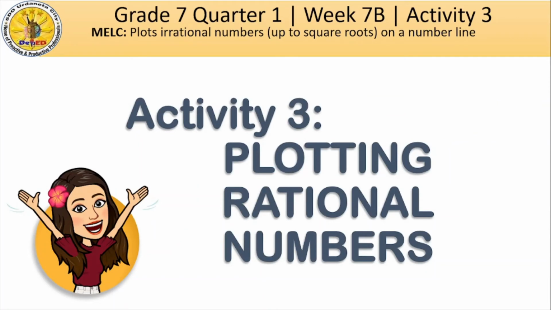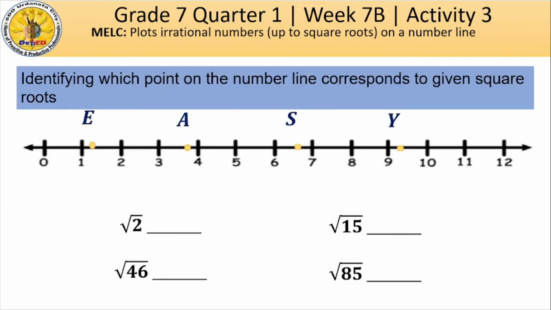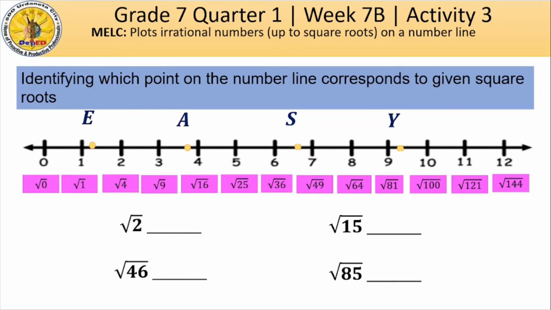Ngayon naman, subukan natin sagutin ang activity number 3 entitled Plotting Rational Numbers. For this activity, all we have to do is to identify which point on the number line corresponds to given square roots. So again, since we are dealing with square roots plotted on the number line, and to make it a lot easier, let us add these values on the number line.